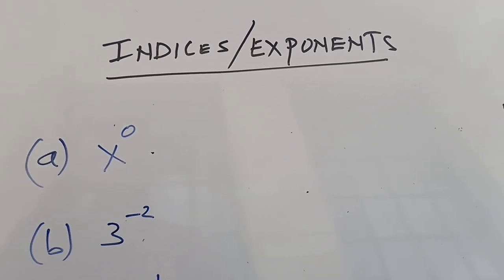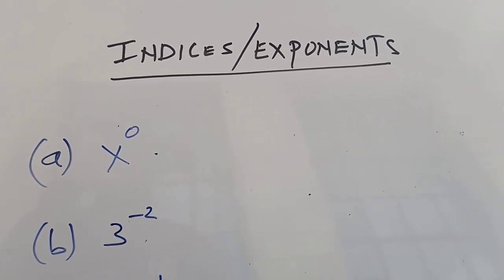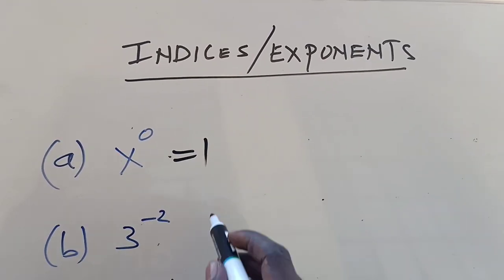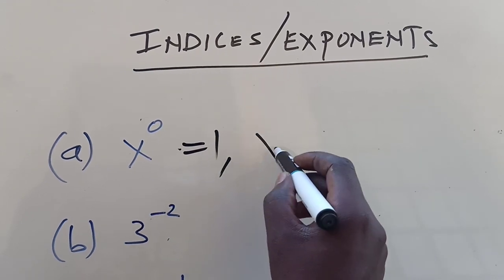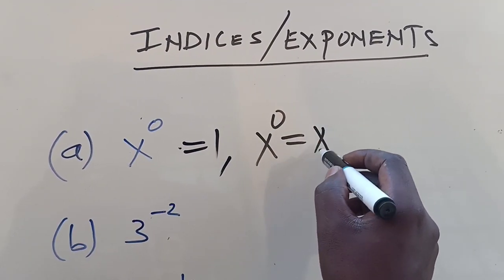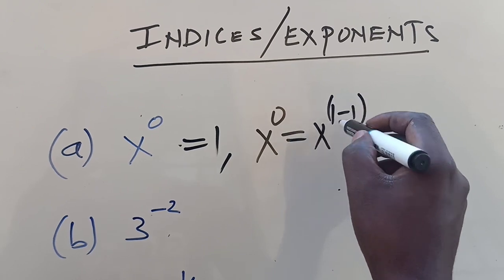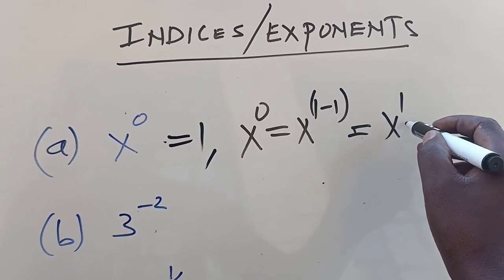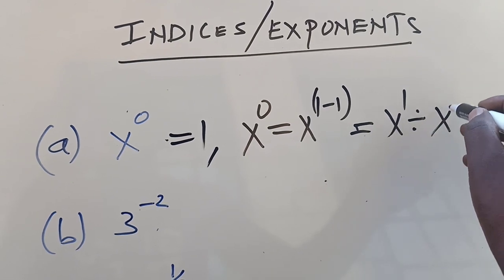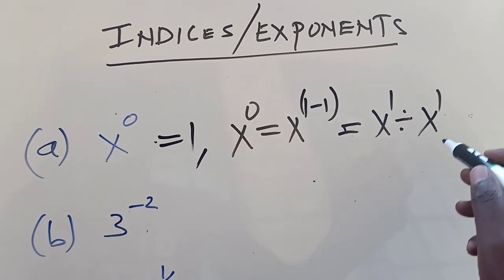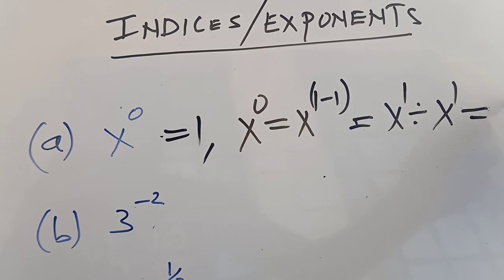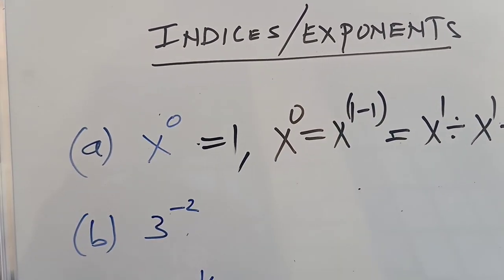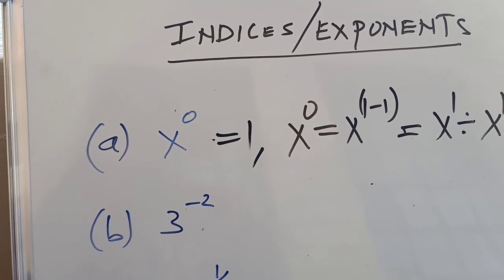We know that a number raised to the power of 0 is equal to 1. So in this case, the answer is 1. We can show why. x to the power of 0 is the same as x to the power of 1 minus 1, because 1 minus 1 is 0. So this means x to the power of 1 divided by x to the power of 1. If you divide, you get the answer 1. And that's the reason why a number raised to 0 is equal to 1.